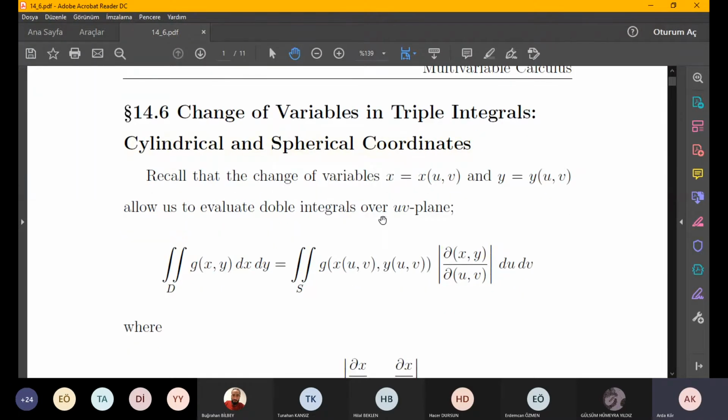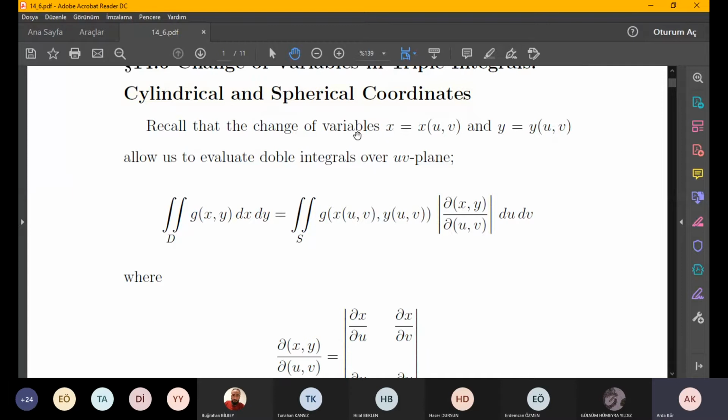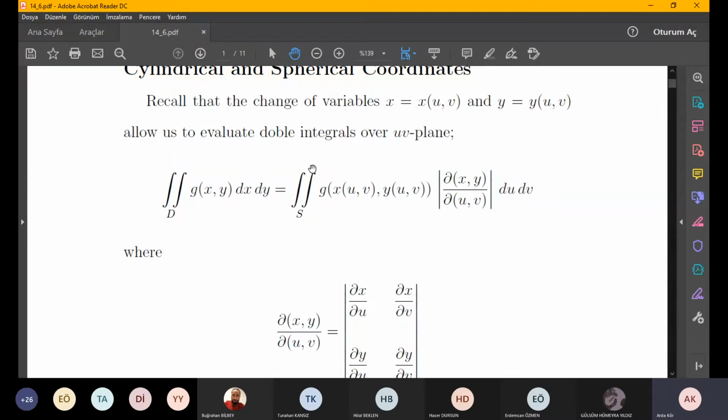Let's remind ourselves of the change of variables, with x as a function of u, v and y as a function of u, v. It allows us to evaluate the double integral over the xy region: if you have the double integration of g(x, y) over D, then you can evaluate that double integration over S in that way. Of course, you have to calculate the Jacobian determinant.